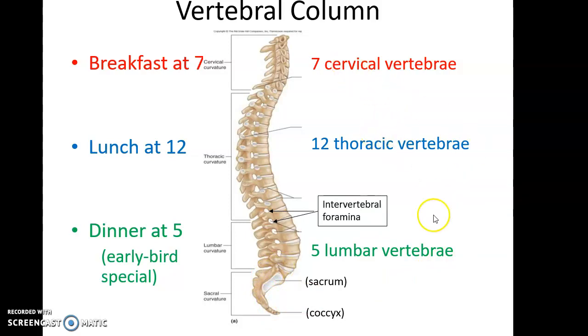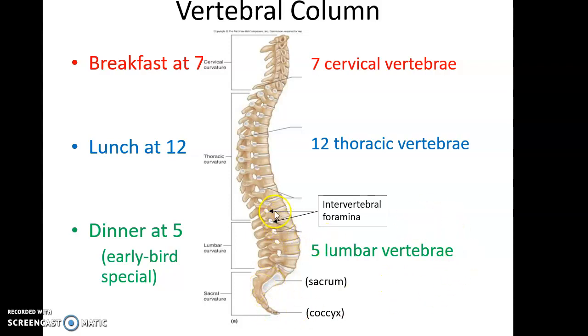And you can remember the numbers by thinking about breakfast, lunch, and dinner. So breakfast at 7, cervical vertebrae, lunch at noon, 12 thoracic vertebrae, and dinner is at 5, nice and early, 5 lumbar vertebrae. Oh yeah, sacrum and coccyx.